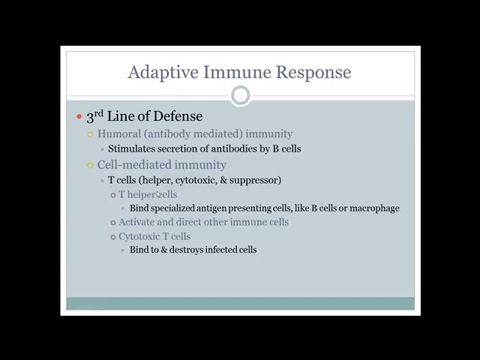We can have helper T cells, cytotoxic T cells, and suppressor cells; these are the ones we will be talking about. The main function of helper T cells is binding to an antigen presenting cell and then finding B cells, macrophages, or cytotoxic T cells and activating them via cytokines. So they'll activate other immune cells.